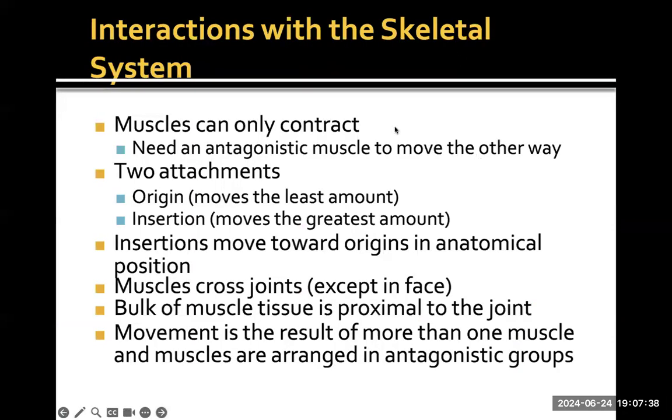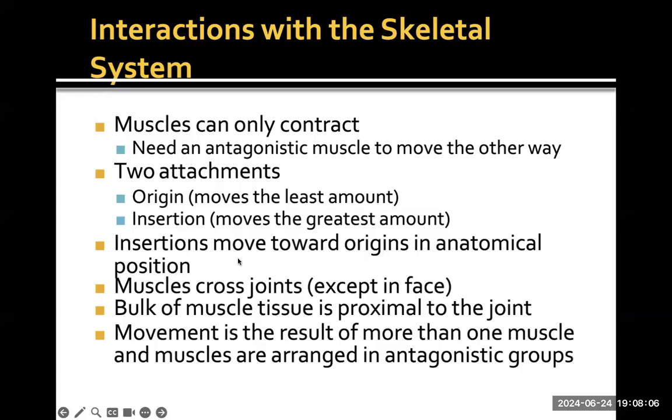Interactions with your skeletal system. So muscles can only contract, which you learned last time. They need an antagonistic muscle to move another way. So because of that, there's 2 different attachments. There is an origin and an insertion for every muscle. The origin is going to be the part that moves the least. So that's where the muscle begins. The insertion is going to be the portion of the muscle that has the greatest ability to move. That's where the muscle is going to insert.